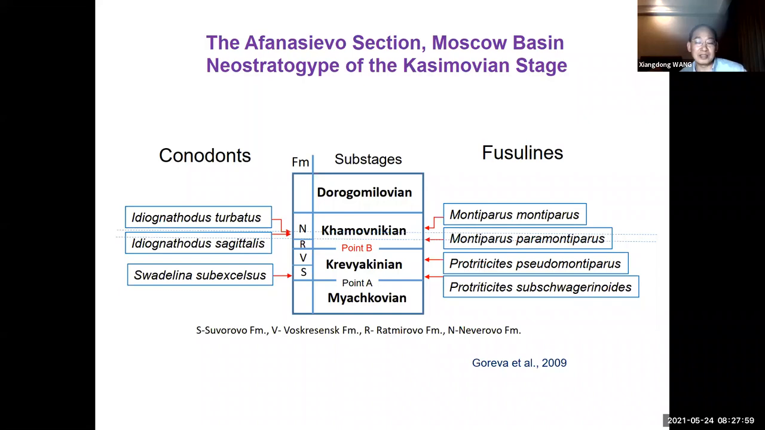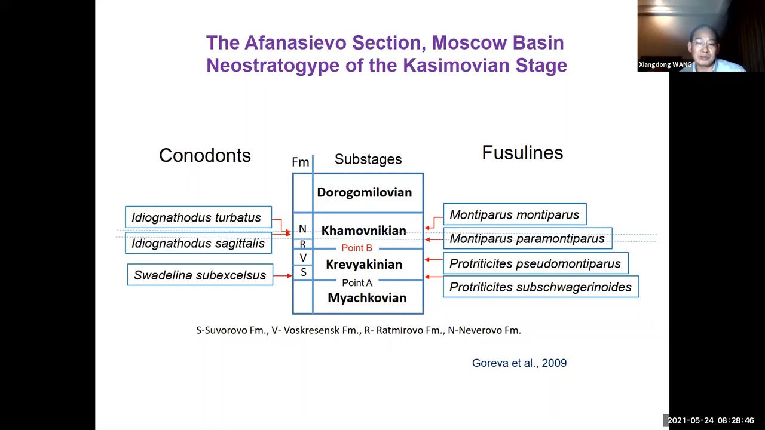And in the lowest substage, there are two formations. The lower one is the Sokolova formation, and the upper one is the Kolomna formation. And you can see the Protriticites subsphaeroides is the first to appear in this substage. Then the conodont Idiognathodus subexcelsus appears a little bit later. And the more advanced Protriticites pseudomontiparus appears a little bit higher in the second formation, the Voskresensk formation.